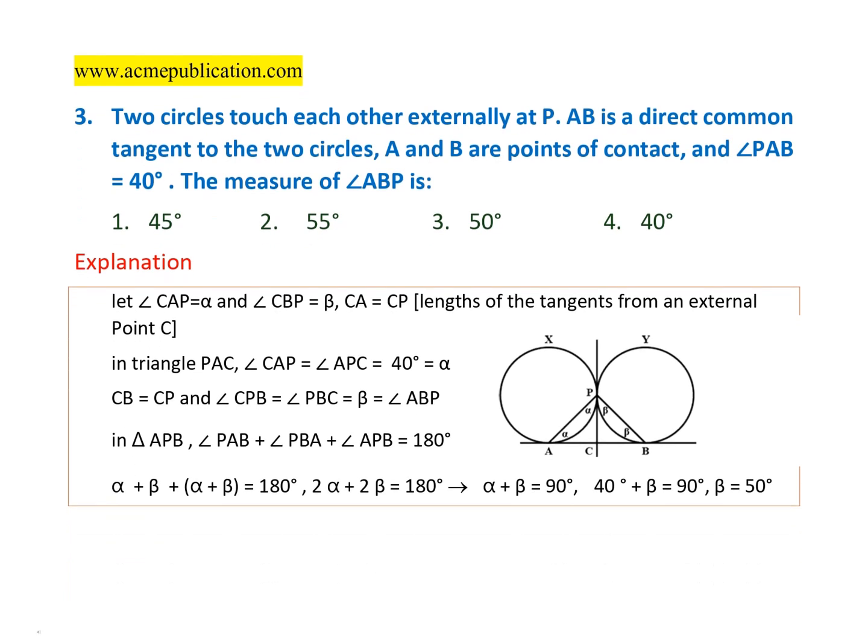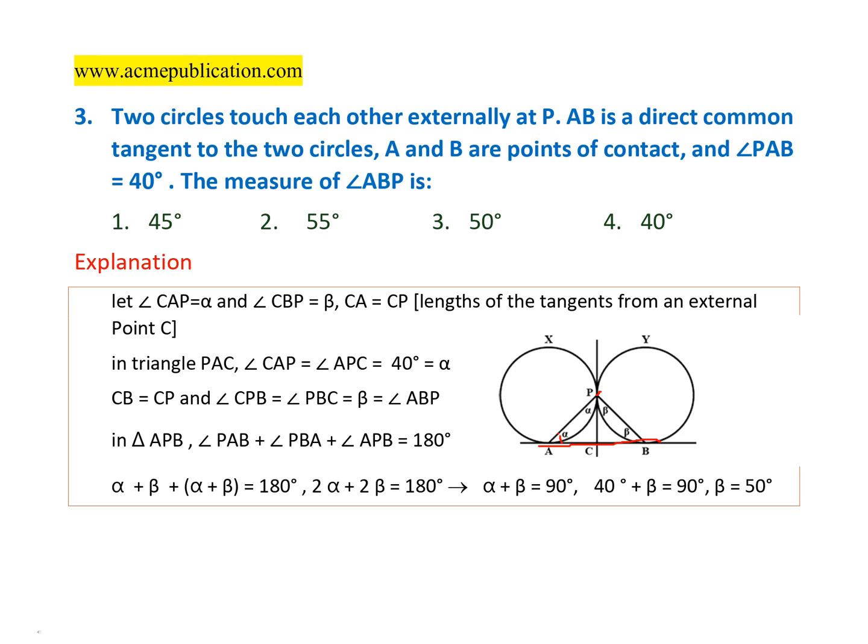Question 3. Two circles touch each other externally at P. AB is a direct common tangent to the two circles. A and B are points of contact and angle PAB is equal to 40. The measure of angle ABP is... In the picture we can see the position of angles.